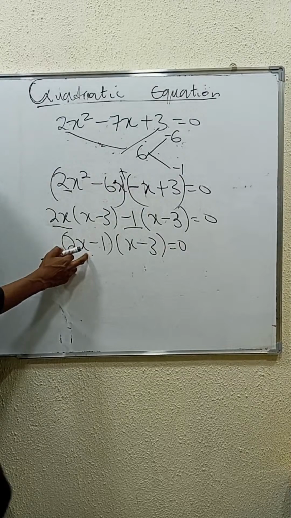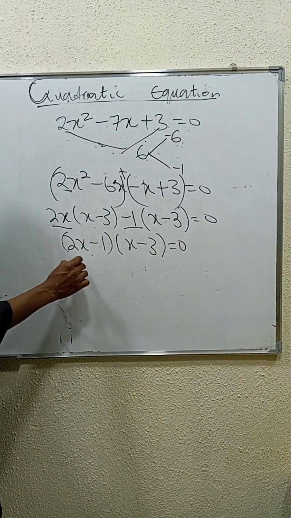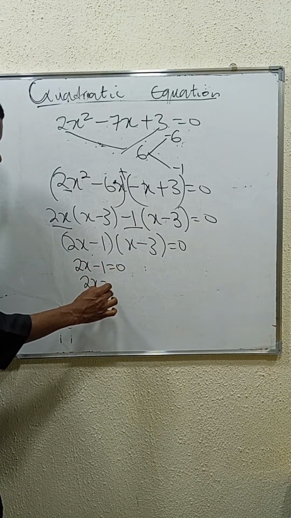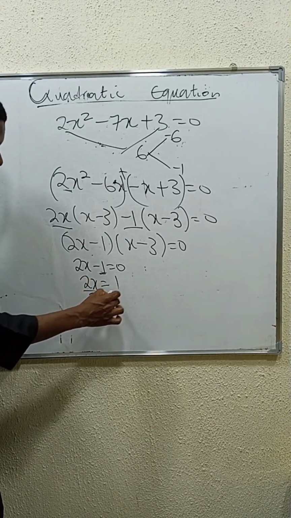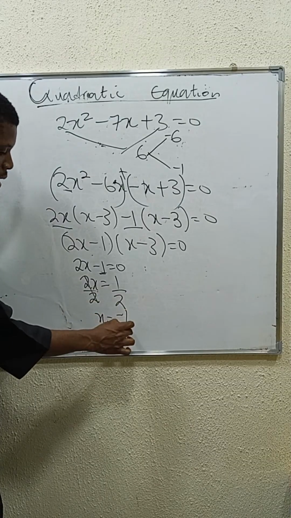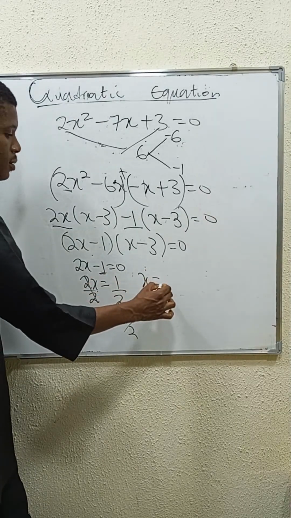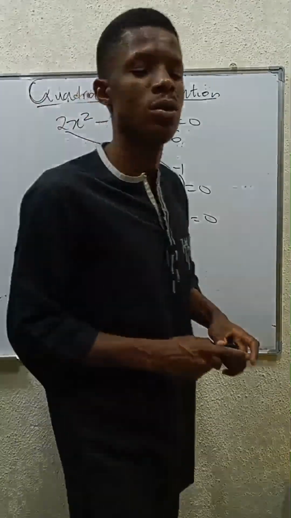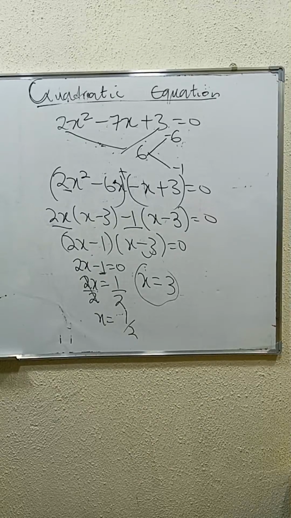When two terms multiply to get 0, one of them is 0 or both of them are 0. You have 2x minus 1 is 0. That's 2x is equal to 1 when I add 1 to both sides. Divide by 2, and x is equal to half. Then for this one, x is equal to 3 because you have to add 3 to both sides. So this is actually how we solve quadratic equations.